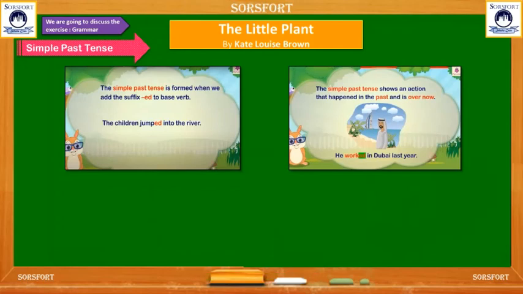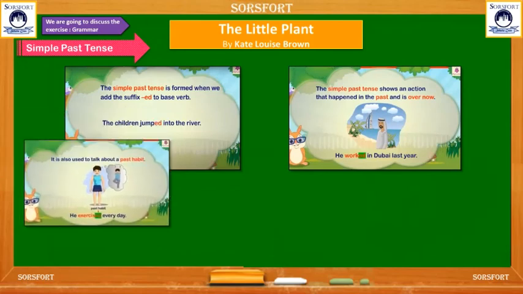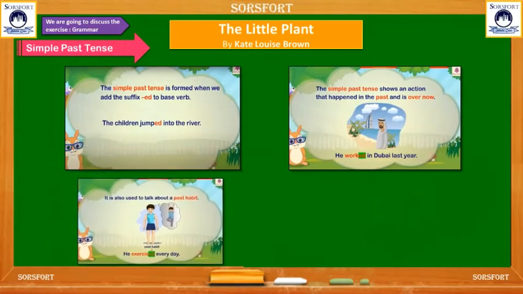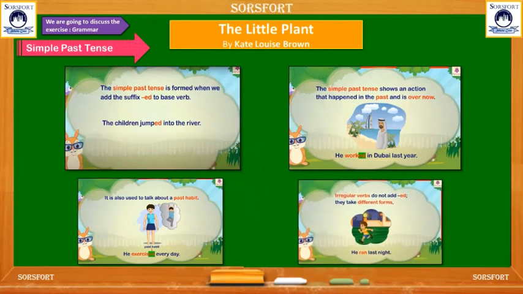The work has been done. He walked in Dubai last year. He exercised every day. This is past now. This is a past habit. Not now. It is not happening right now. He did it. He ran last night. Here, some irregular verbs are there where we don't add ed. They take a different form. Like run, it will be ran, R-A-N, ran in past form. So he ran last night means that work has been done. He is not running right now. This is the past tense.